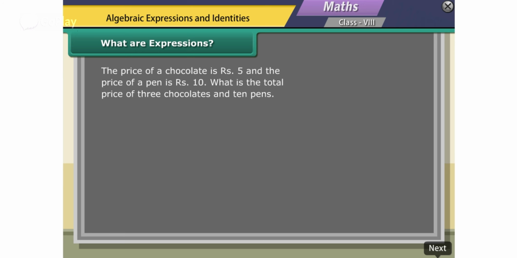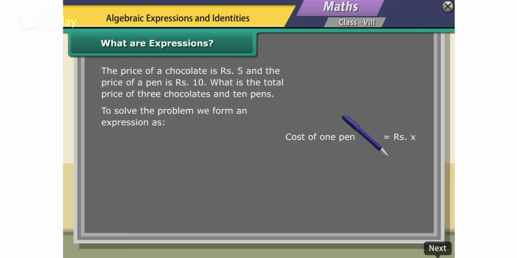What are expressions? The price of a chocolate is ₹5, and the price of a pen is ₹10. What is the total price of 3 chocolates and 10 pens? To solve this problem, we form an expression. Cost of 1 pen is equal to ₹X. Cost of 1 chocolate is equal to ₹Y. Cost of 3 chocolates is equal to ₹3Y. Cost of 10 pens is equal to ₹10X.